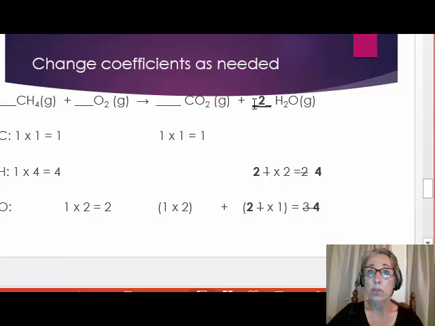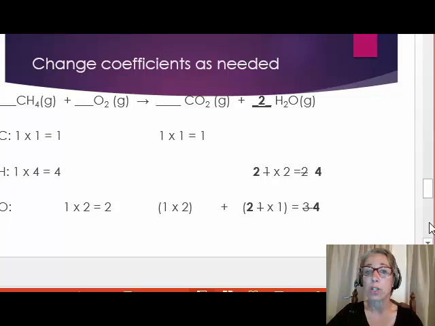However, this coefficient of 2 changed the number of oxygen atoms from water. I now have 2 times 1 or 2 oxygen atoms from water. So 2 from carbon dioxide, 2 from water. I have a total of 4 oxygen atoms on my product side.